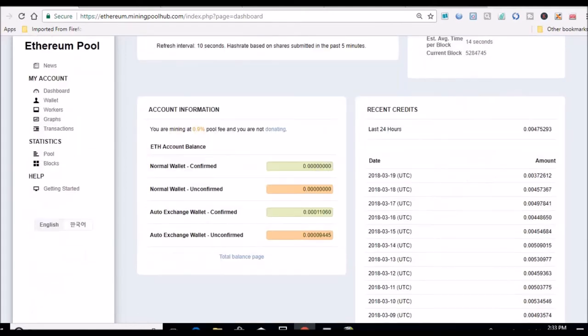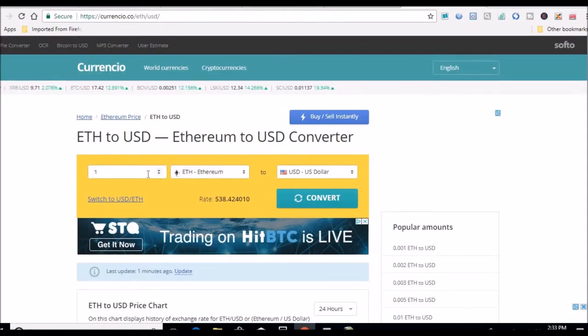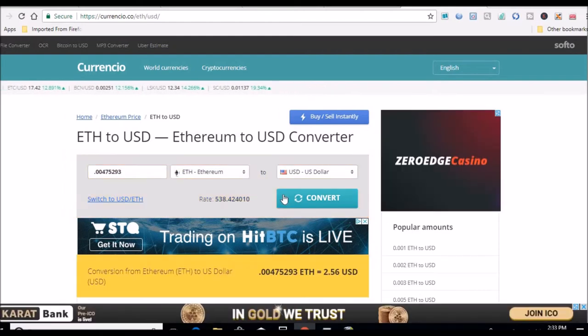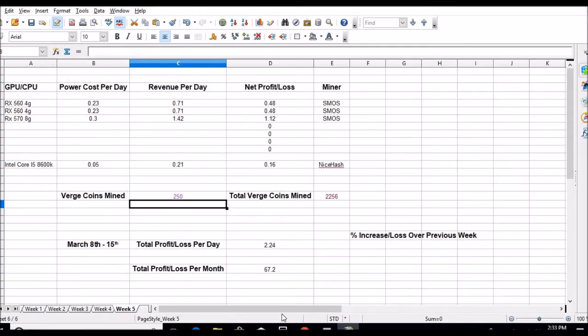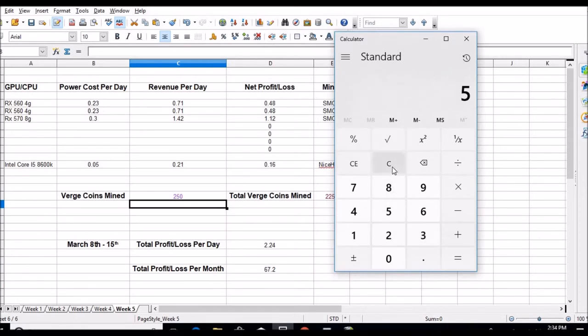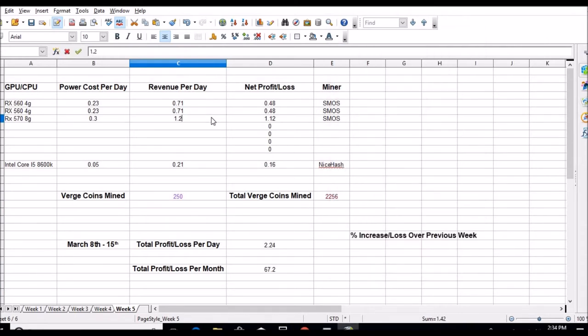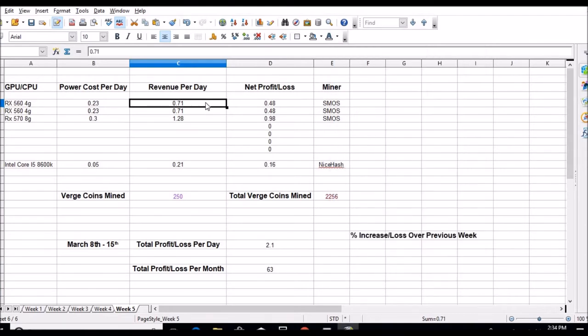And see what the numbers are on that. So here's the 24-hour average. Take that over to Currencio, hit convert, and we got $2.56. So let's pull up the calculator. We've got 2.56 divided by 2, $1.28. Wow, really low. Divide that again by 2, that'd be 64 cents.